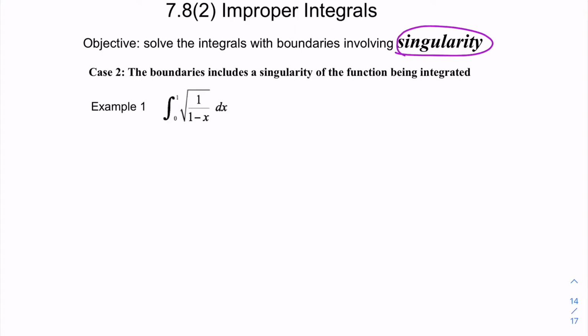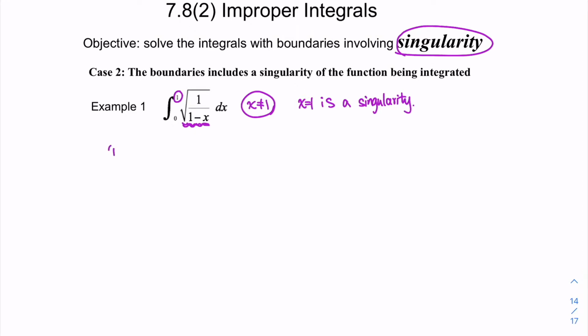So if you look at example 1, the integrand is 1 over the square root of 1 minus x. As we know, the denominator cannot be 0, so x cannot be 1. And if you look at the boundary here, 1 is right here. So in this case, we call x equals 1 a singularity here. So how do we do problems with a singularity?